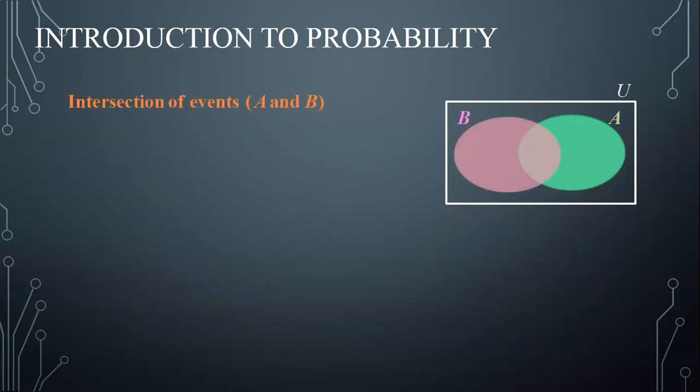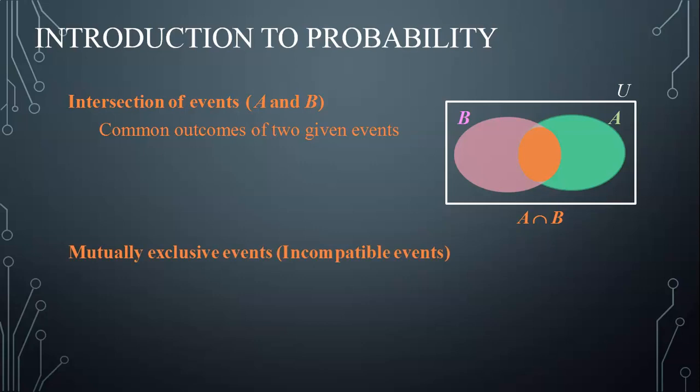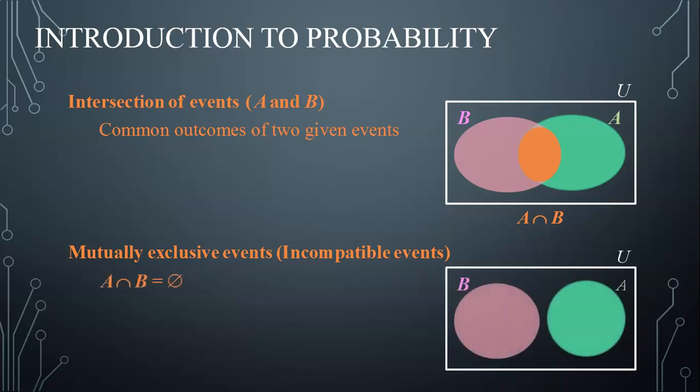Now, given another event B, their intersection would form the event A and B, which consists of the outcomes common to both A and B. And 2 events are mutually exclusive, or what we also call incompatible events, when their intersection is actually empty. It's when the 2 events are represented by sets that are disjoint with no intersection.